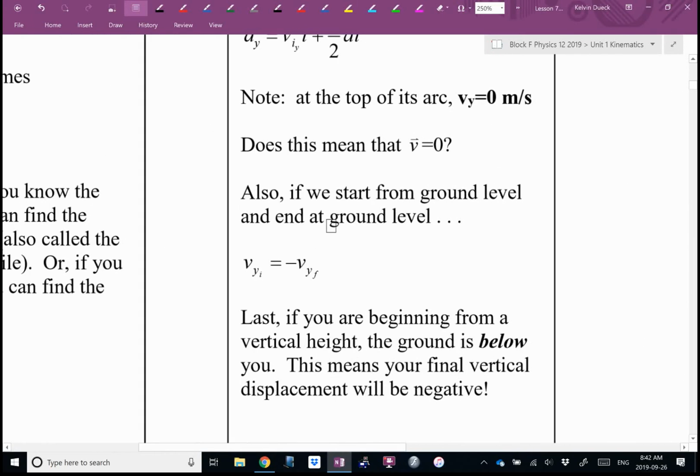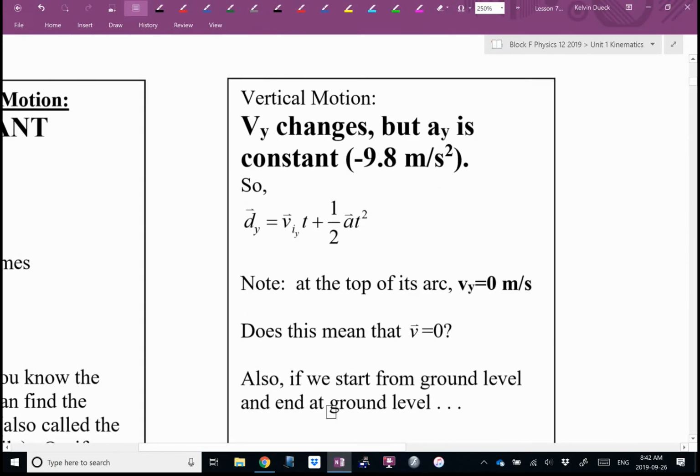Vertically, Vy changes, but Ay is constant. It's negative 9.8 meters per second squared.